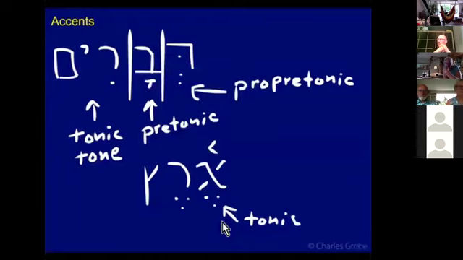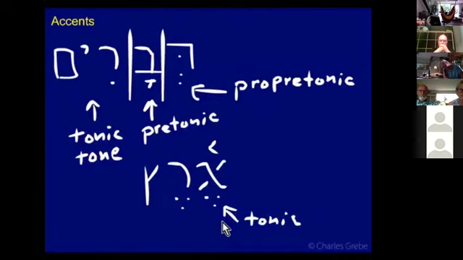Accent marks are also used for liturgical chanting, and so they're sometimes called cantillation marks. In the last module in this chapter, I'll show you Genesis 1:1-6 with all the vowel markings and the cantillation marks to show you what they look like. So we'll talk about a little bit more there.